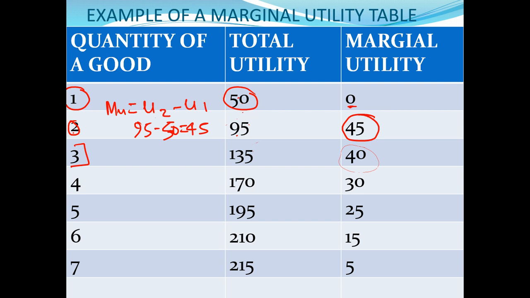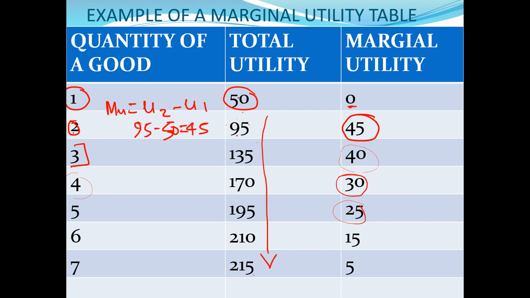Then you consume the fourth unit, total utility has increased from 135 to 170, meaning that this fourth unit that you've consumed has only added 30 utils to total utility. You do the same, you consume the fifth unit, you have got 215 total utility. The marginal is only 25. So now if you look at the pattern, total utility keeps on increasing, from 50 to 215 now.